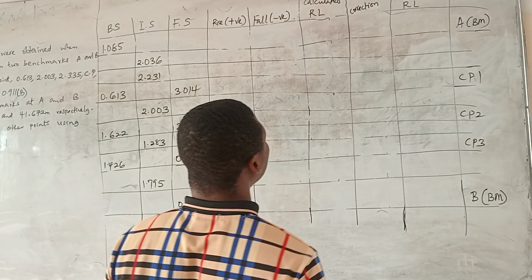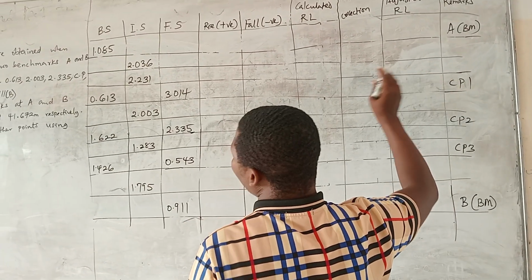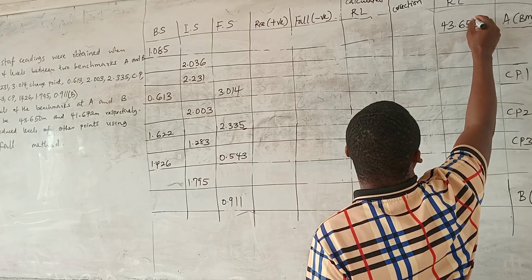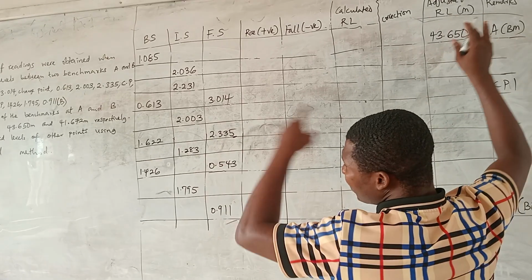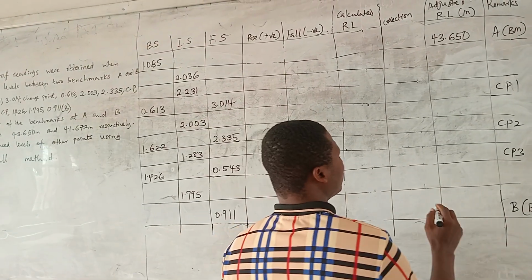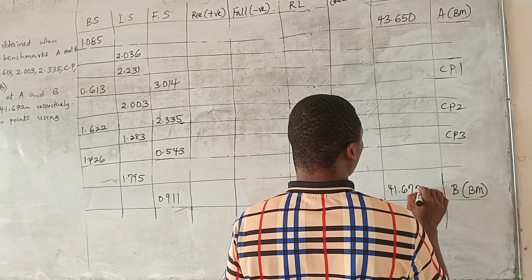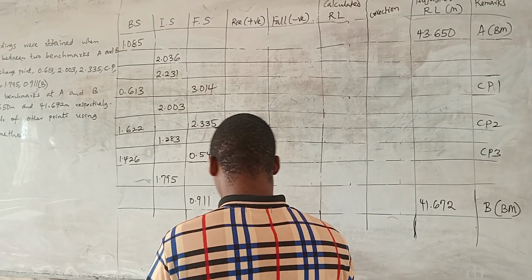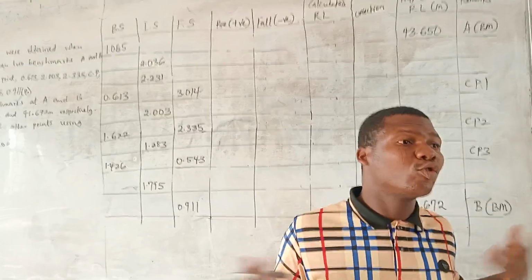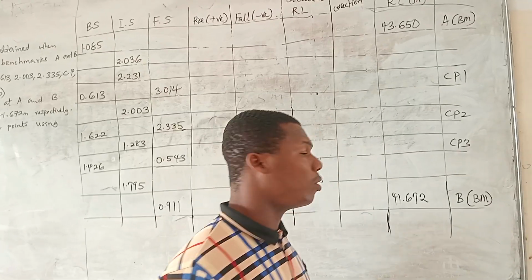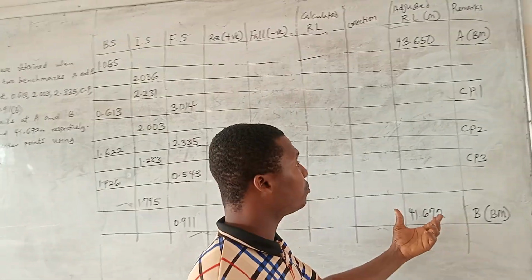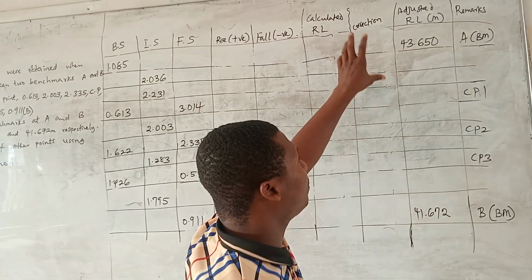So from the question, what is the reduced level of A? Reduced level of A is 43.650. Don't forget it's in meters. All these readings are in meters. Then this one, 41.672, is the adjusted reduced level for B. That is the one you were given. It's just like the corrected one. It has been adjusted. It is assumed that there's no error. It is true, although most times we don't have the true value, it is the most probable value. So we assume this is the true reduced level of points A and B.